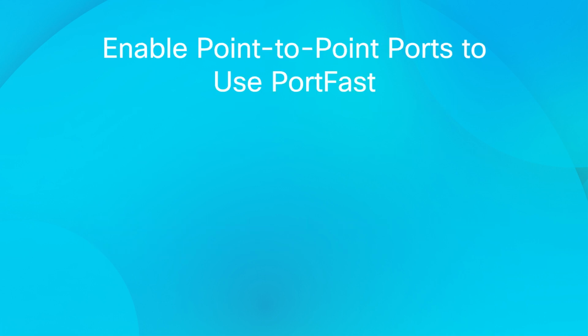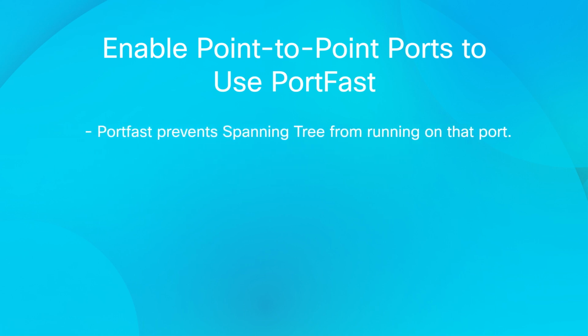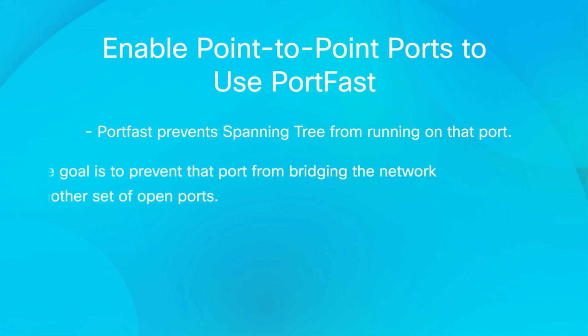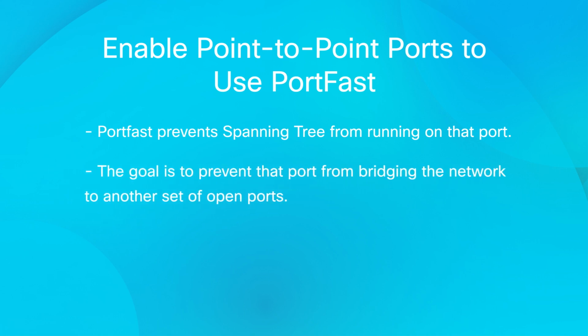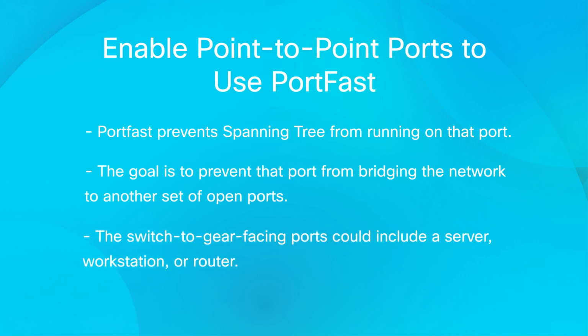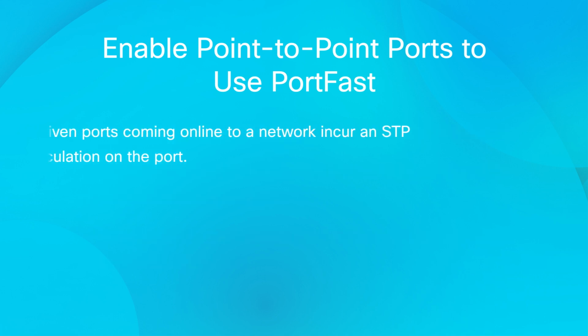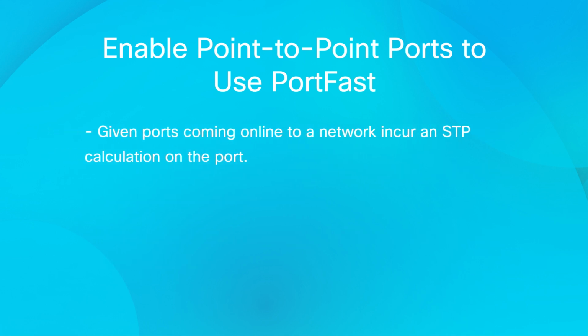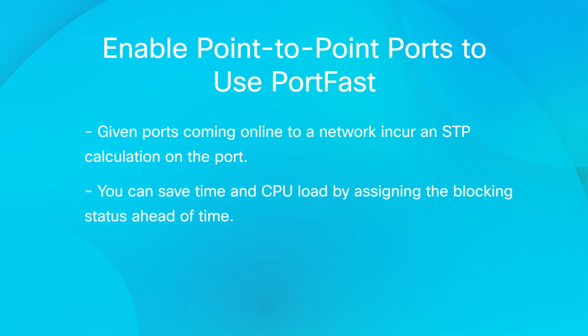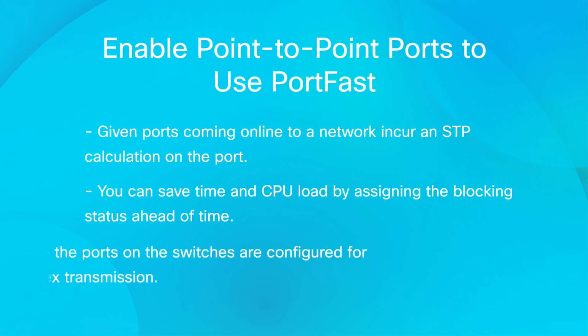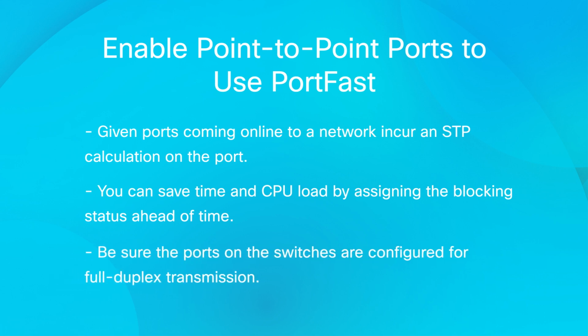When configuring MSTP, it's important to enable edge ports to use PortFast. This prevents spanning tree from running on that port. The goal is to prevent that port from bridging the network to another set of open ports, which might result in loops if the switch received a better BPDU. The switch-facing ports could include a server, workstation, or a router. Given ports coming online to a network incur an STP calculation on the port. You can save time in CPU load by assigning the forwarding status ahead of time. Be sure the ports on the switches are configured for full duplex transmission.